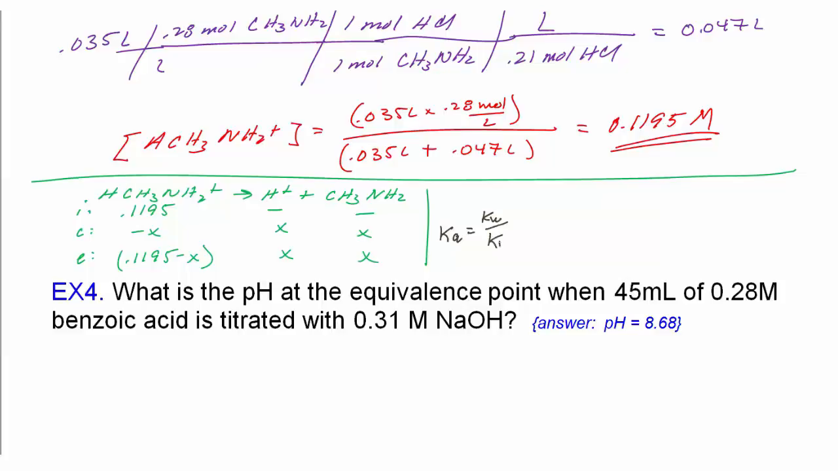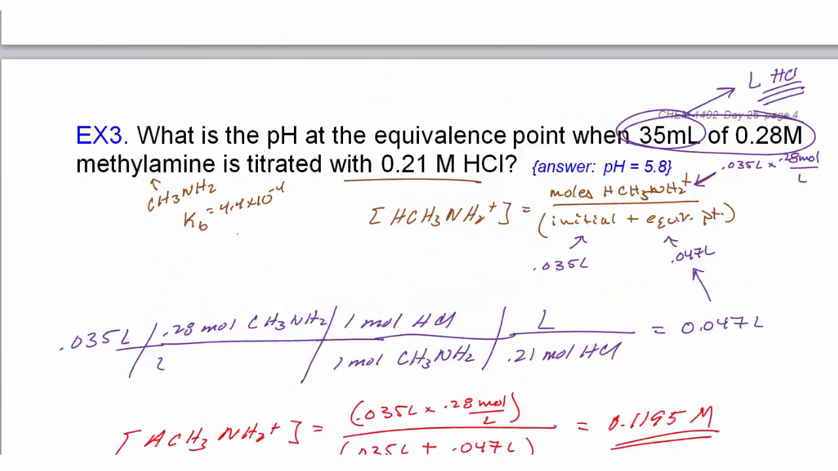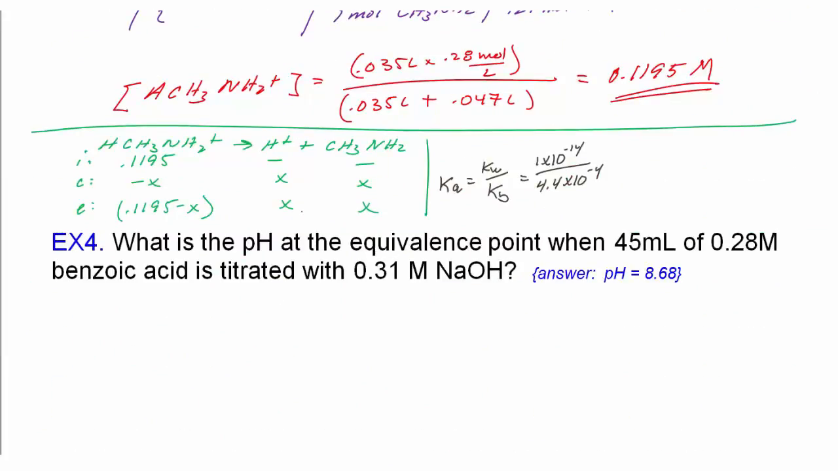Kw over Kb, 1 times 10 to the negative 14 divided by 4.4 times 10 to the negative 4, right? Yeah, 4.4 times 10 to the negative 4. 1 times 10 to the negative 14 divided by 4.4 times 10 to the negative 4 is about 2.27 times 10 to the negative 11.